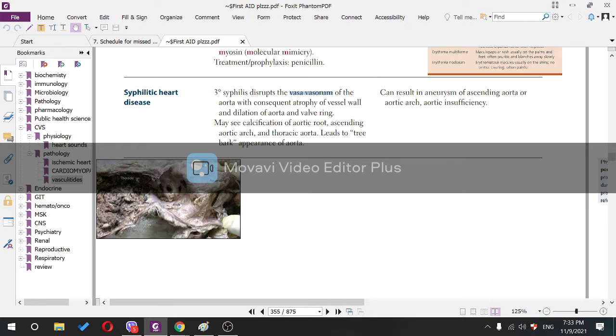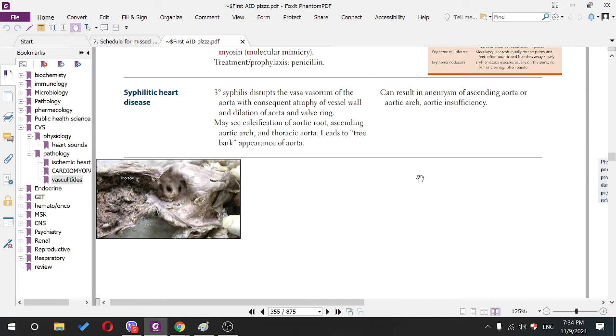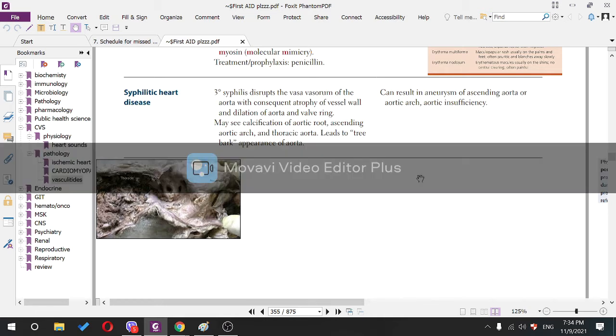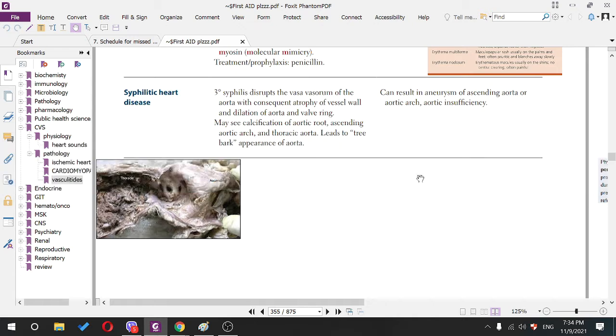So vasa vasorum of the aorta is affected, with consequent atrophy of the vessel walls and dilatation of the aorta and the valve rings. We spoke about this before. If you have dilatation of the valve rings, will you get a valvular form of regurgitation or an annular form of regurgitation? I love the person who wrote annular before finishing the question. Okay, so it will be annular.